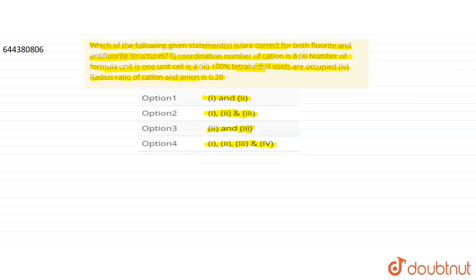So this is a very basic question about the fluorite and antifluorite structures. First of all, we need to know what fluorite and antifluorite structures are. Here I am writing fluorite and here I am writing antifluorite. Basically, these structures are ionic solids.